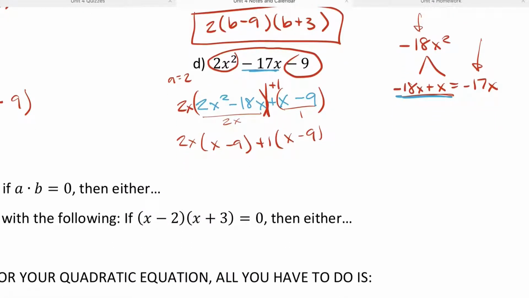So what's in the parentheses are the same. So we put that in one parenthesis, x minus 9, and then everything else would go in the other parenthesis.